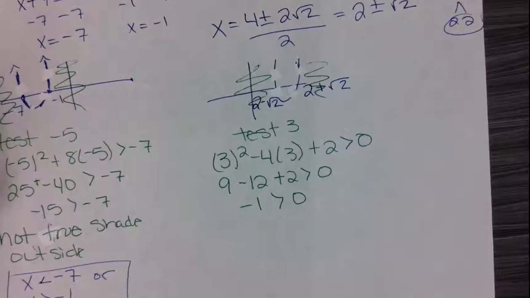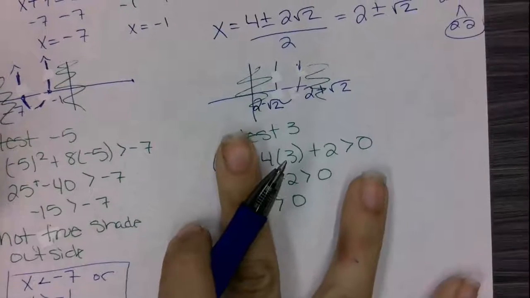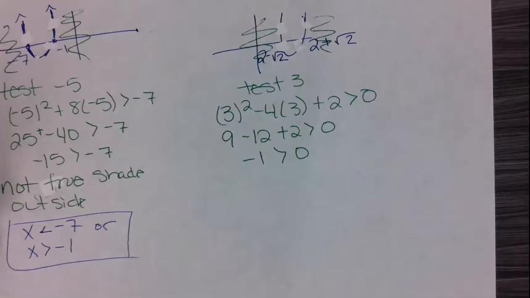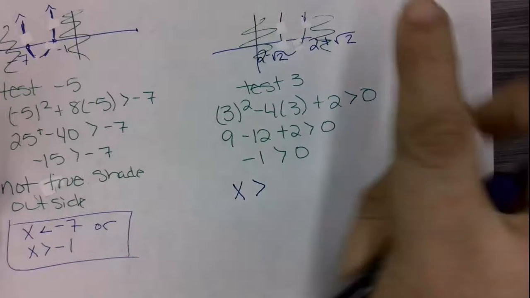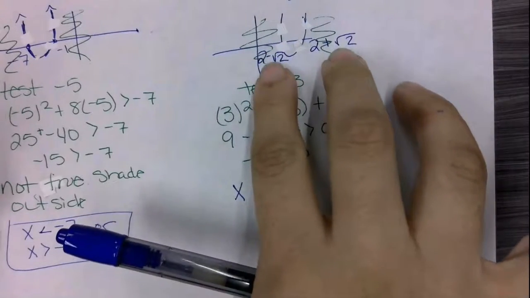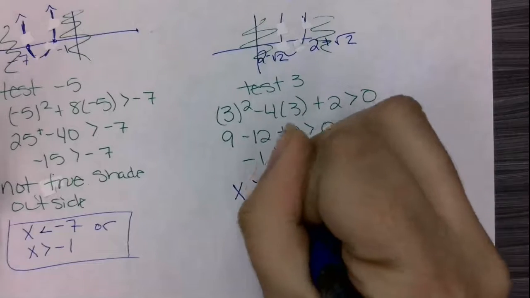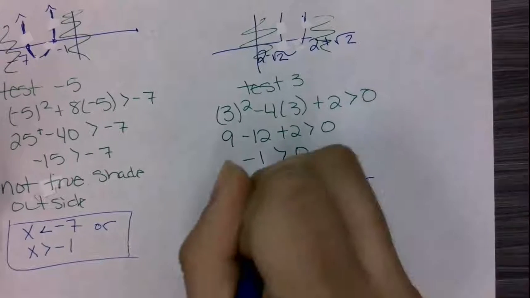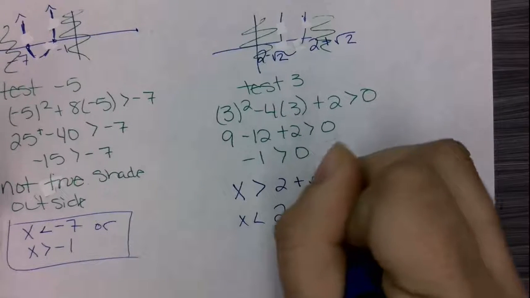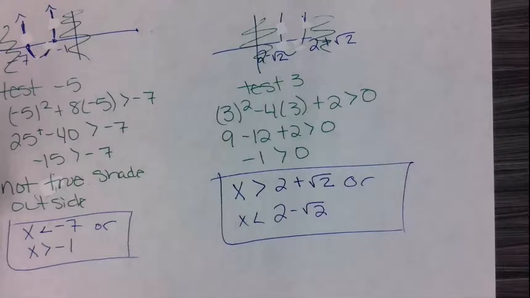How would I write my answer? How did I write my answer over here? For the numbers with my x's, I picked the ones that I would have had over here. So it's going to be x is greater than 2 plus the square root of 2, because that was shaded on the right side, or x is less than 2 minus square root of 2. Questions here?